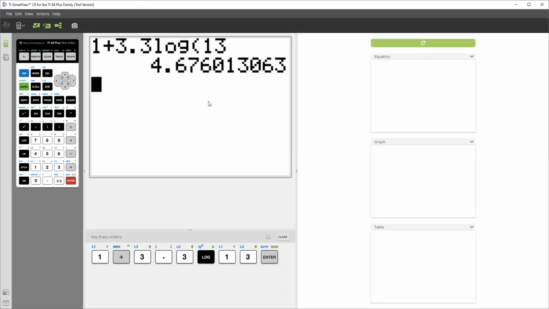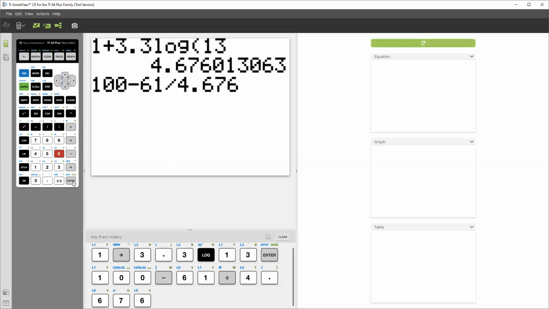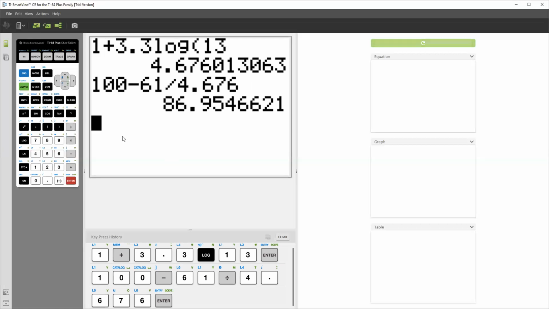We also wanted to figure out what the width was, all right? And you might remember that we had exam grades, and so one of the things we have to be careful of is, if we're using the formula high minus low over C, some students might enter it as this. So we might have 100 minus 61 divided by the 4.676. And then we hit enter. And unfortunately, this doesn't give us the right class size, right? And of course, what's missing is the parentheses.